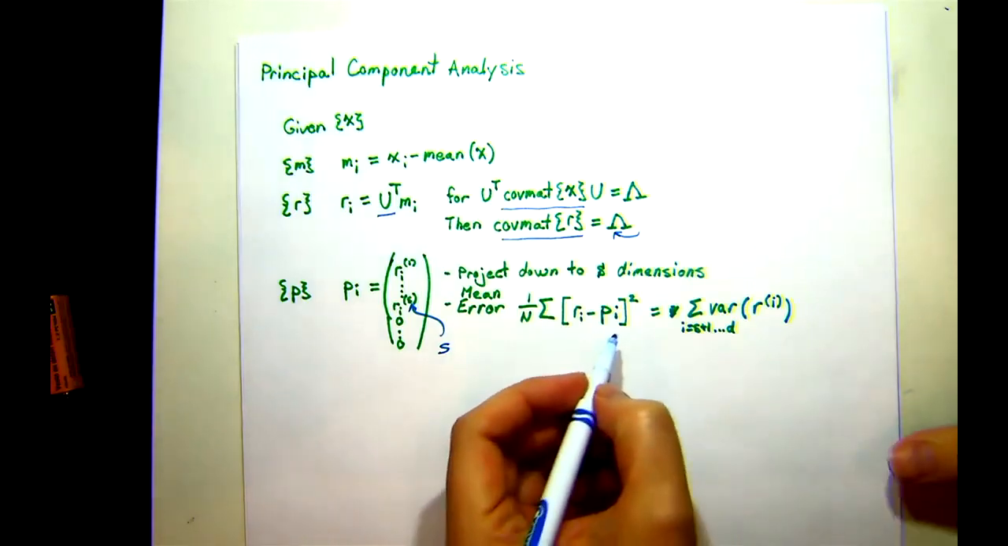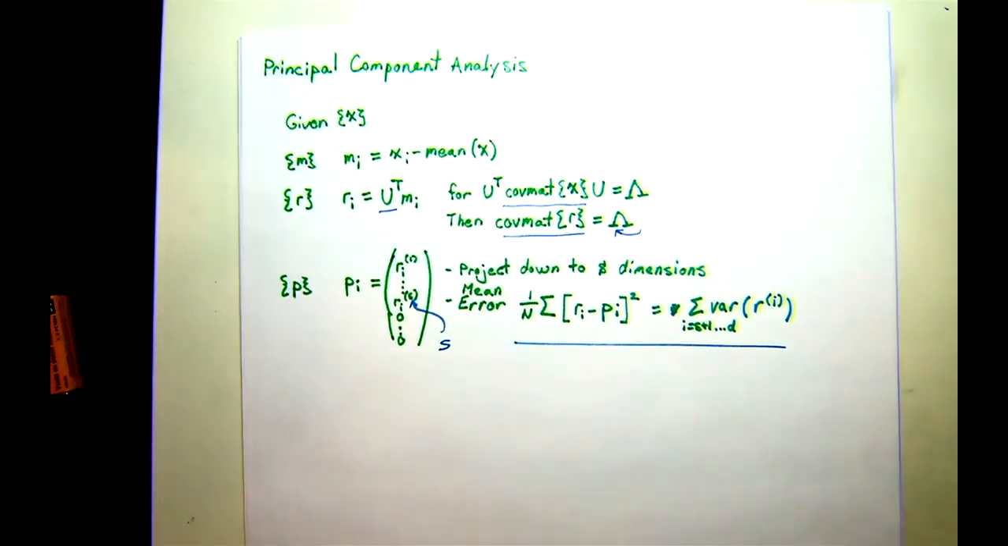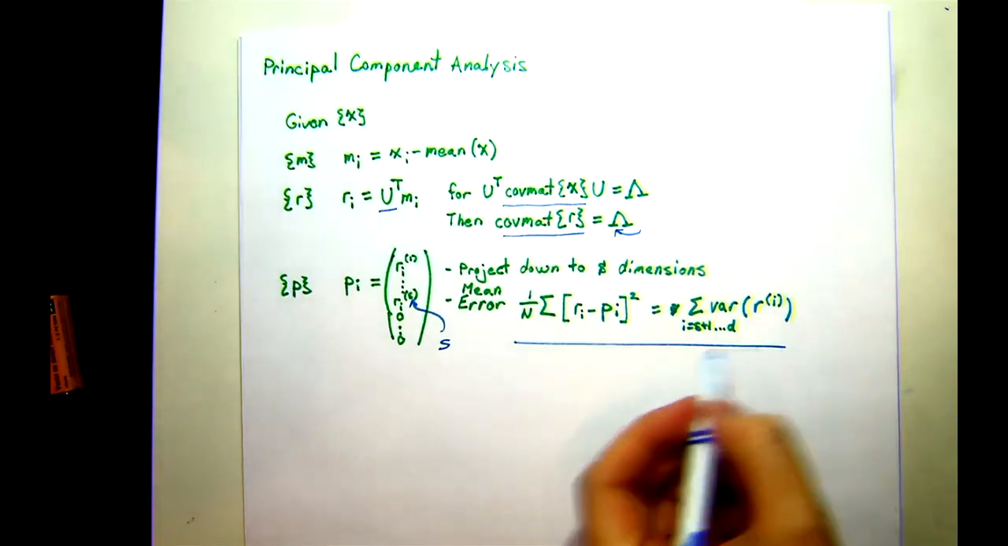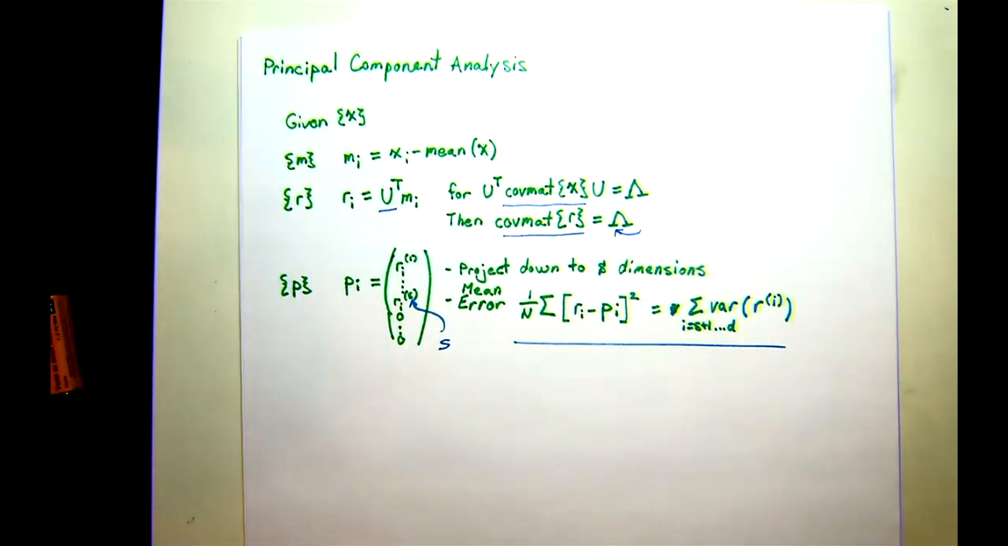Then we talked about looking at how much error on average we're adding. So we're looking at the mean squared error between the projected versus the rotated data in this high dimensional space. And that comes out to be just the sum of all the variances that we've dropped, so the sum of the eigenvalues that we ended up zeroing out.